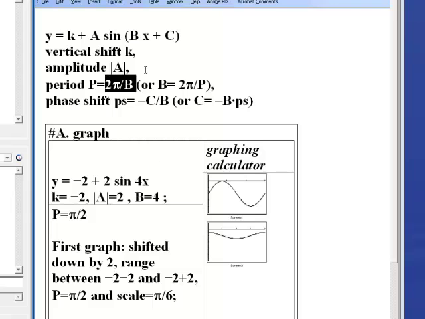And of course, because the period equals 2 pi over b, and b itself is 4, that's why we come up with pi over 2 for the period. And then we're going to look at the range here. Of course, the range is the vertical shift plus or minus the amplitude, and then we're going to look at the period and the scale. I guess pi over 6 is the way I'm going to draw this on the graphing calculator.